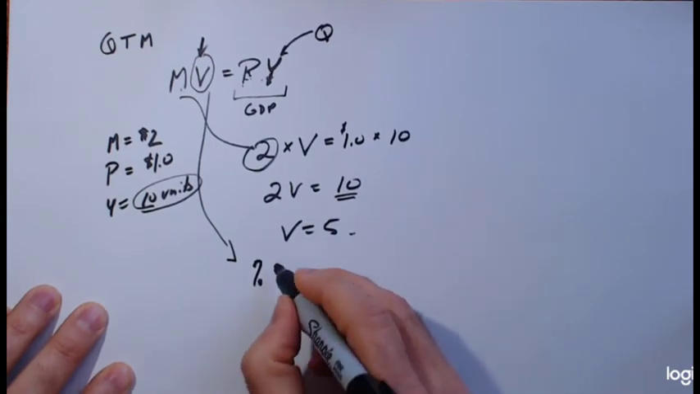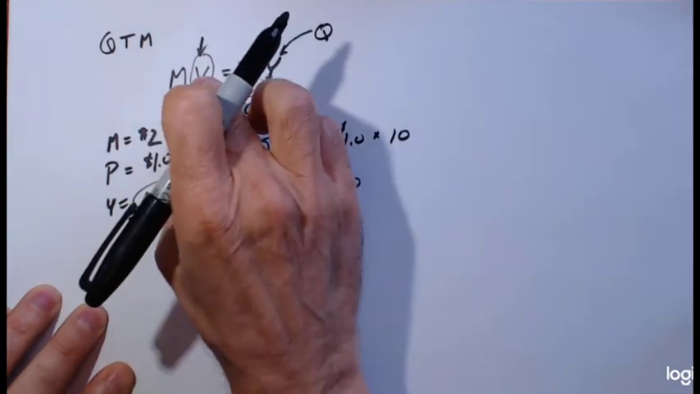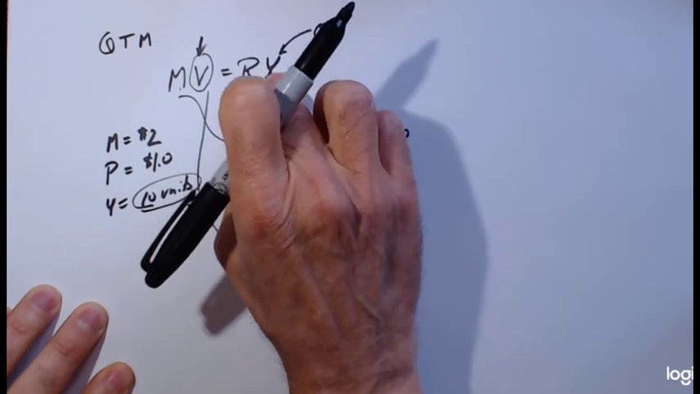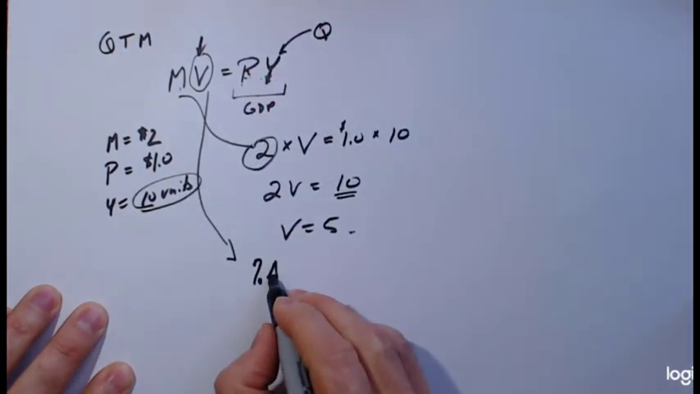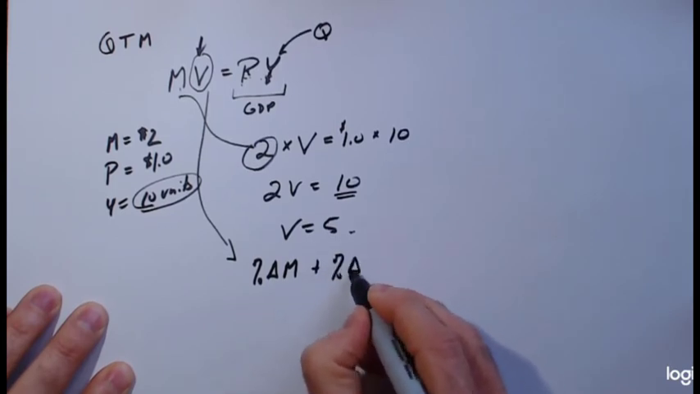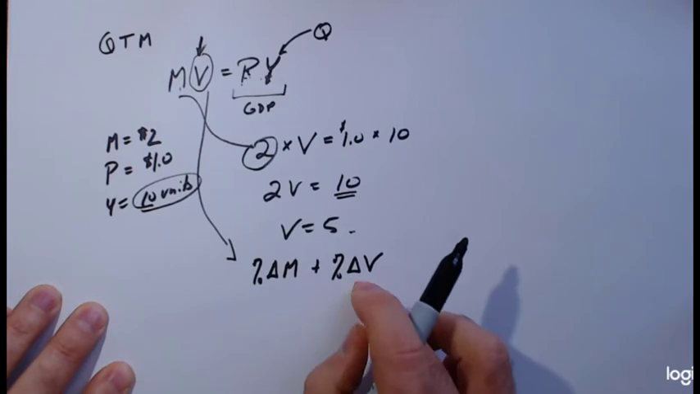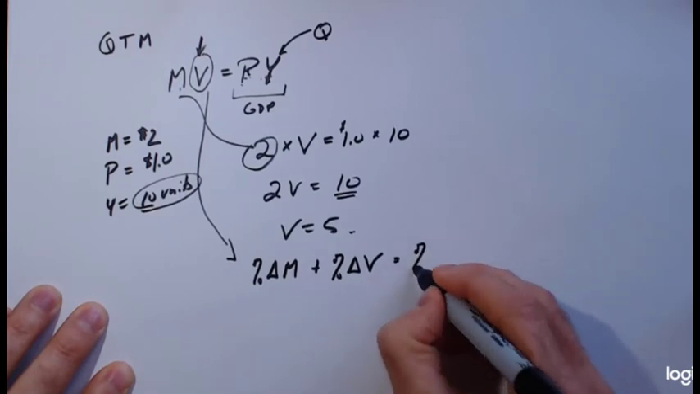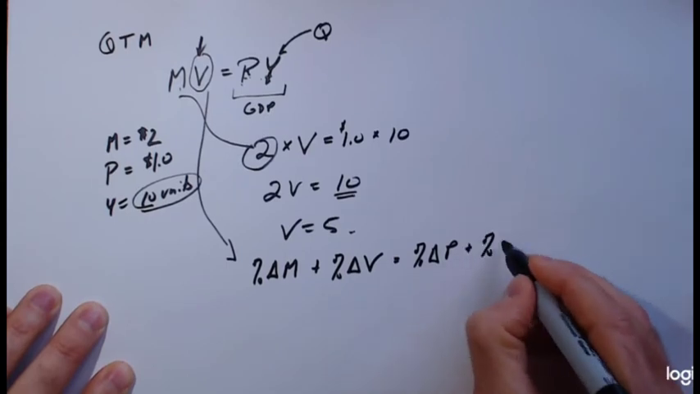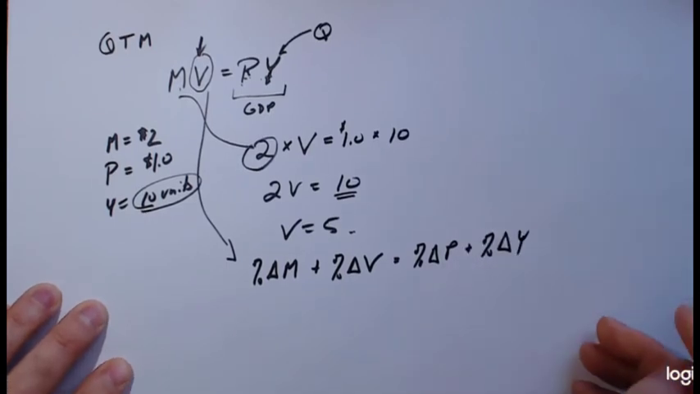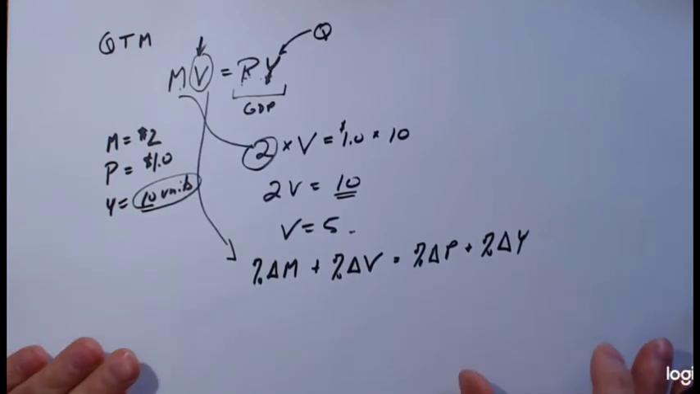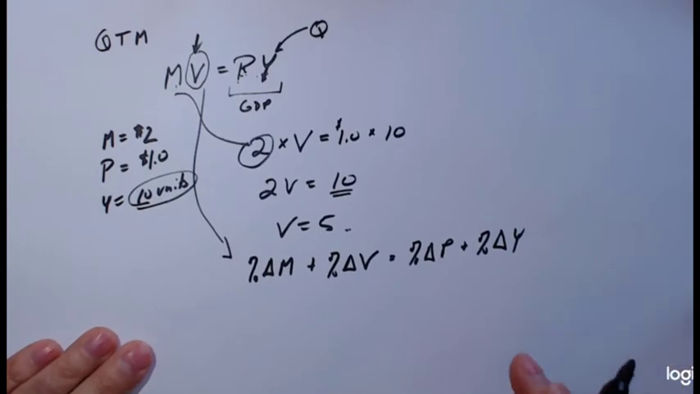So let's look at the growth rate in M, the growth rate in velocity, the growth rate in prices, the growth rate of output quantity. So the percentage change in M, that's the money supply growth, plus the percentage change in V, velocity, equals the percentage change in P, that's inflation that we've been talking about, and the percentage change in Y, that's the change in real output.